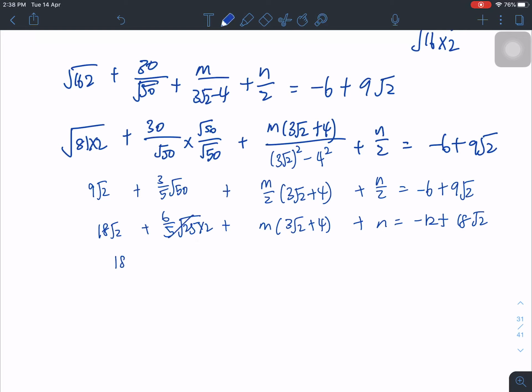This would be 18 root 2 plus 6 root 2 plus 3m root 2 plus 4m plus n equals to minus 12 plus 18 root 2.